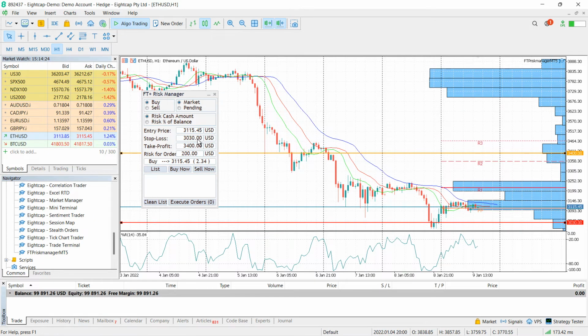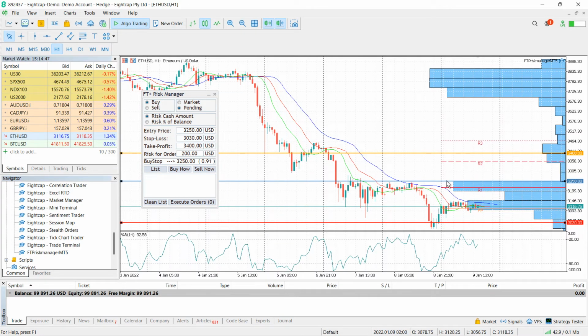Now, orders, let's take the entry price away from the market for the moment and go to pending, then change this to 3250, keep the stop loss at the same point.